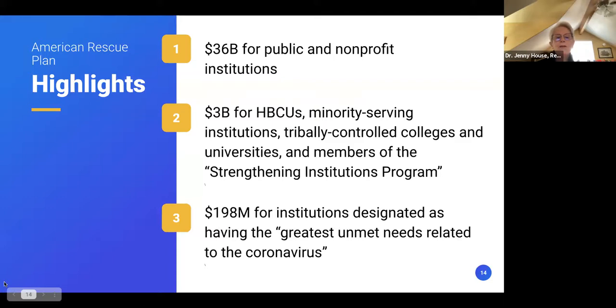So, highlights from the American Rescue Plan. The goal of this one is really, okay, let's breathe. We're here. Where are our students and what are we going to do to prepare for the next phase? So 36 billion for public and nonprofit, 3 billion for HBCUs, minority serving, you can see all of those. And then 198 million for institutions designated as having the greatest unmet needs related to the coronavirus. Really, if you think about it, this is your time to look at your students, where are they? What are their needs? What can you do to get your infrastructure ready for the next phase?